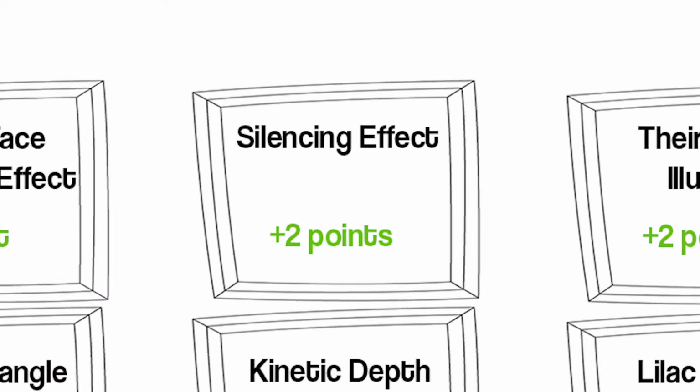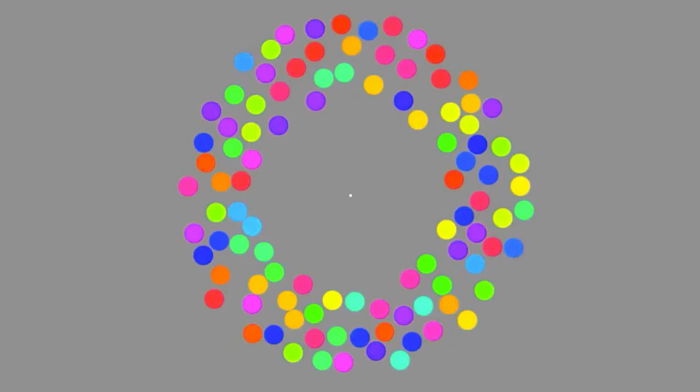Silencing effect. Looking at the center of this image, you notice the small balls changing colors. However, once the balls start rotating, they appear to maintain a consistent color. But if you concentrate carefully, you'll notice they're actually still changing colors just as they were when stationary. This occurs because motion causes our visual system to prioritize tracking movement over detecting color changes. If you knew this one, you get 2 points.